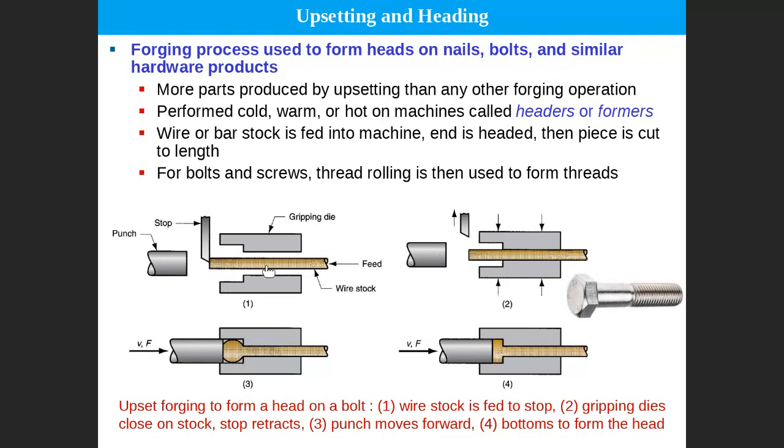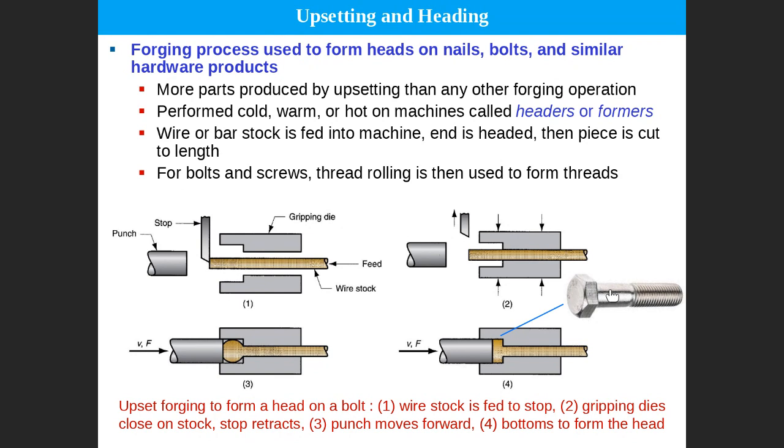Upsetting is done with an open die or closed die. Forging is generally upsetting, right? And heading means you create the head of the bolt here. Then this is a process we call heading, upsetting and heading. This is the operation. This is the first step, second step, third step, and finally the head will be created. This is the head, right?